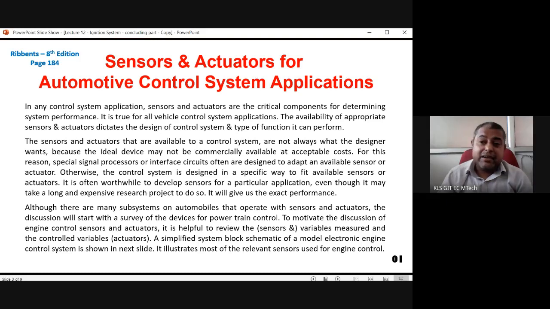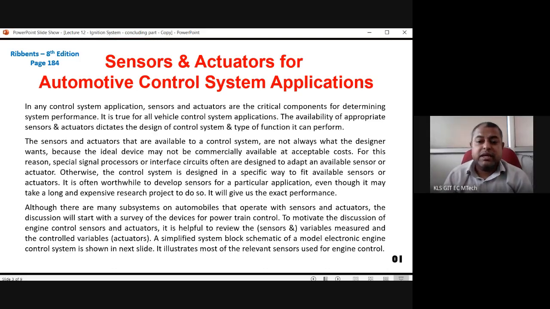So in that, what all sensors and actuators are there to control the powertrain, that block diagram we see first. To motivate the discussion of engine control and sensors and actuators, it is helpful to review the sensors and variables, the measured and control variables.